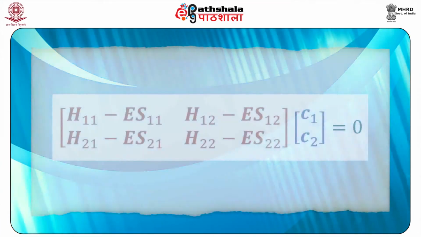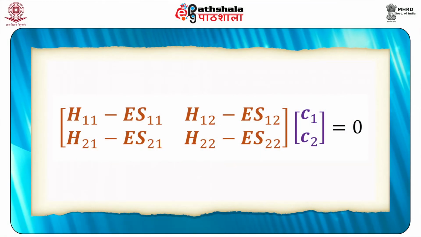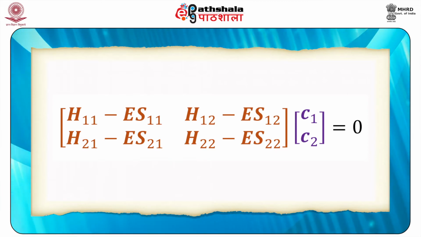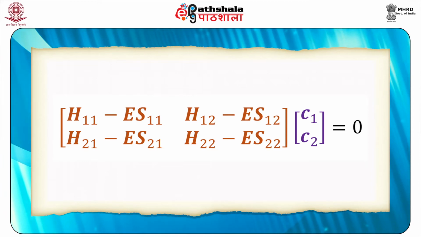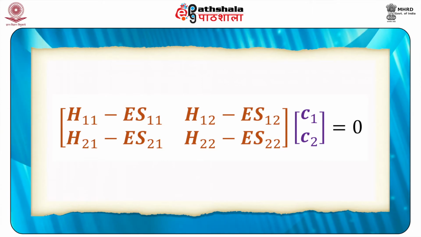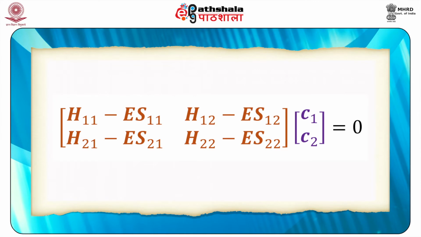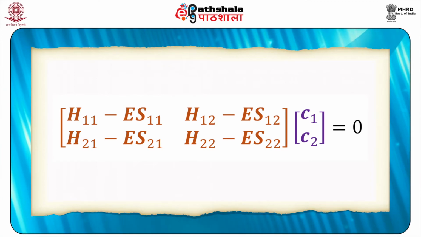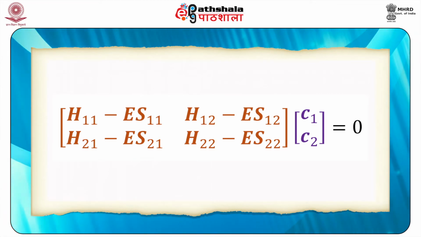The secular determinant, as you can see, has the first row H11 minus ES11, then H12 minus ES12, and the second row is H21 minus ES21 and H22 minus ES22. And then we have C1 and C2. These are the 2 variable parameters which will ultimately determine the wave function or the pi molecular orbital.